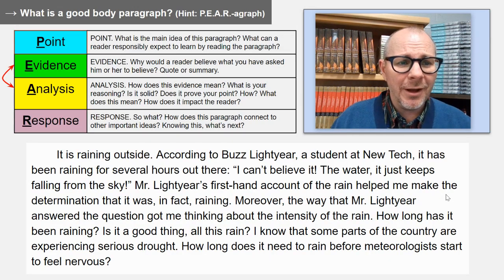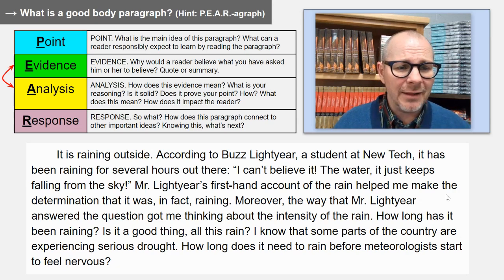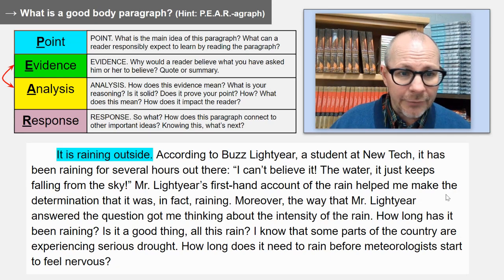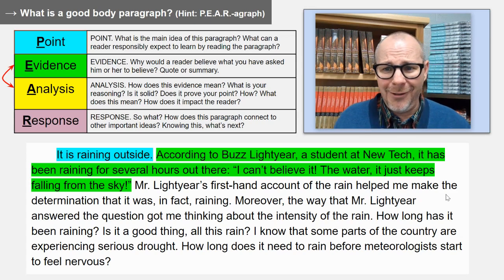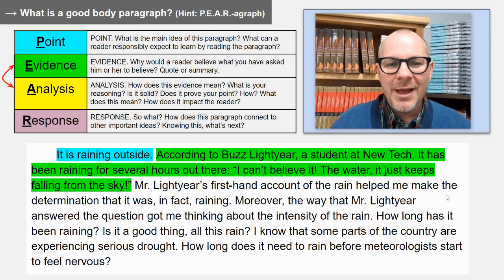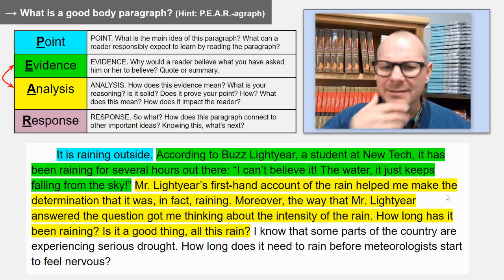So here's a goofy example of the point, evidence, analysis, and response, just so it's very clear. The point: what's the paragraph about? It's raining outside. Oh, okay. Where's my evidence? Well, according to Buzz Lightyear, a student at New Tech, it has been raining for several hours out there. I can't believe it. This water, it just keeps falling from the sky. It's goofy.